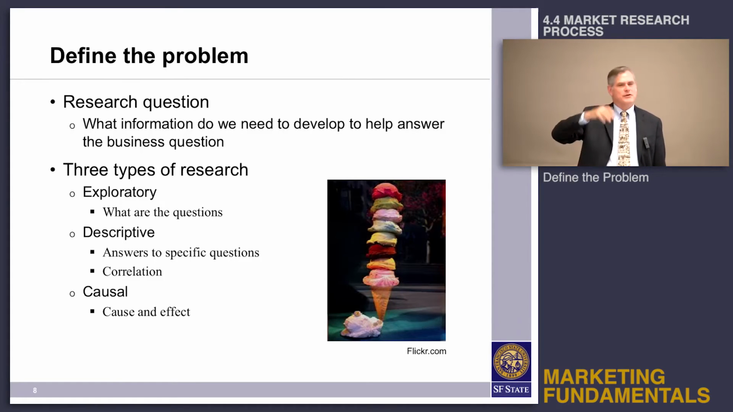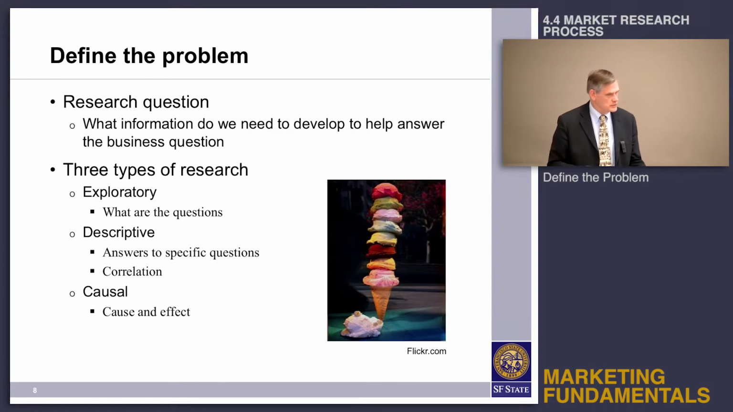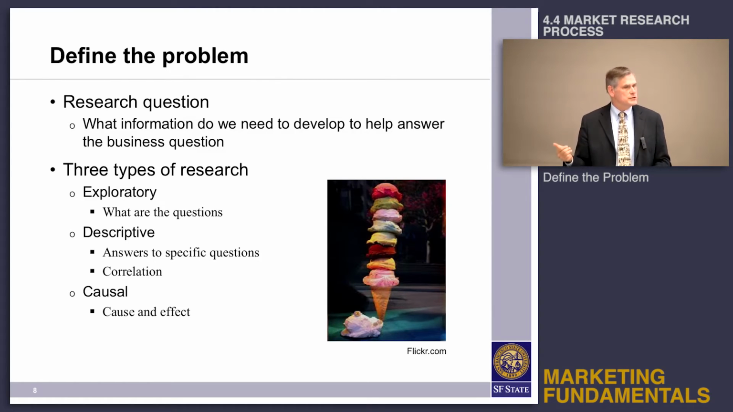So descriptive research is where you're trying to answer specific questions. It's usually quantitative, and we're dealing with correlation, which means there's a relationship between two variables. And then the last level, the most specific level of research, is causal research, and this is where you're trying to prove cause and effect, that one thing causes another. Most business research is exploratory or descriptive. It's really expensive and very rigorous to do causal research, and you would only do that in situations where it's imperative that you prove cause and effect.